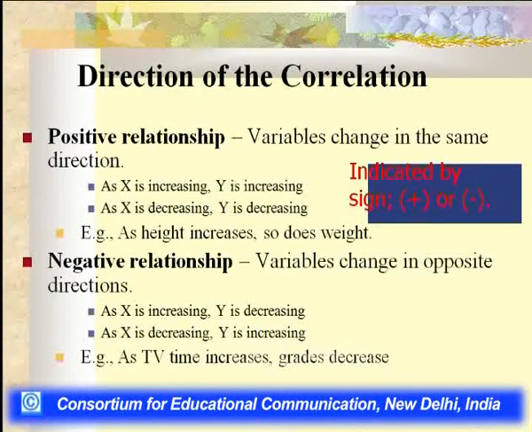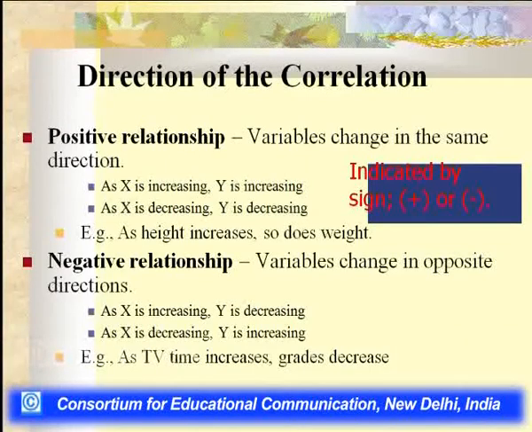In a positive relationship, the variables change in the same direction. As x is increasing, y is increasing. As x is decreasing, y is decreasing. For example, as the height increases, so does the weight. So this is a positive relationship. It is indicated by a plus sign or a minus sign, but you have to understand this: both the variables under study move in the same direction.